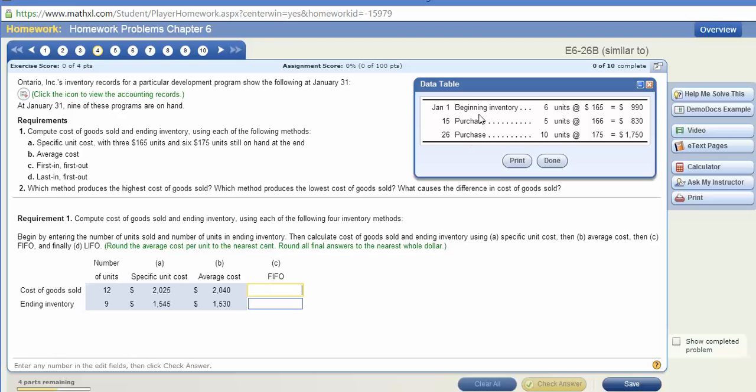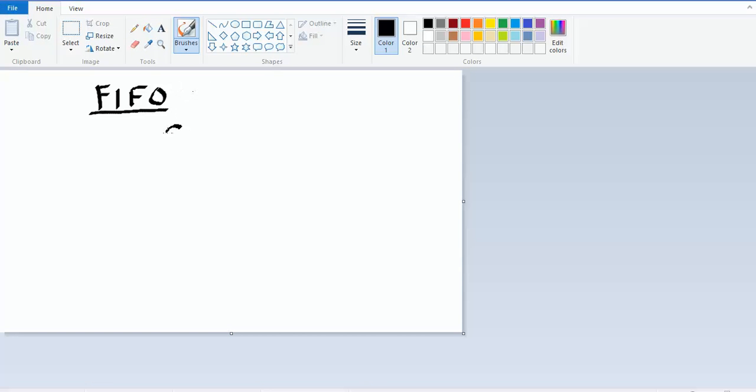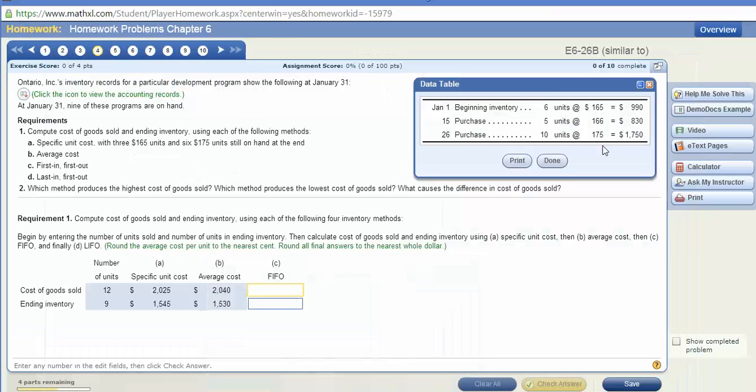First in, first out. This one was first, then this one, then this one. Notice the dates climbing. So we're going to sell the 6 at 165. 6 at 165 is 990. Okay, so we'll just put 990. We're going to add up our cost of goods sold. That's the first layer. So we're going to sell this layer completely out. And then we need to get to 12 right here. So this 5 is going to sell out. So this entire layer here is going to sell out.